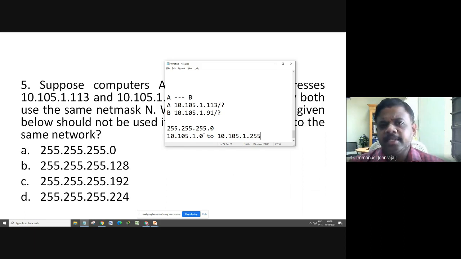Why, sir? It is a default class C mask, but this IP is class A, but it is subnetted by borrowing 16 bits. That's the meaning. So 16 bits have been borrowed, and you will end up getting 0 to 255. This is the whole range.